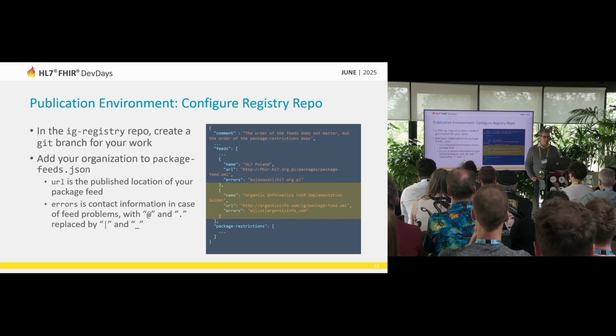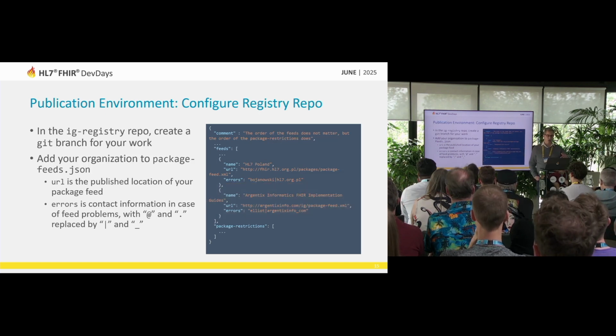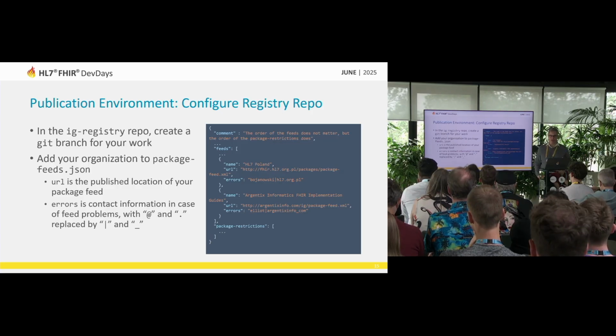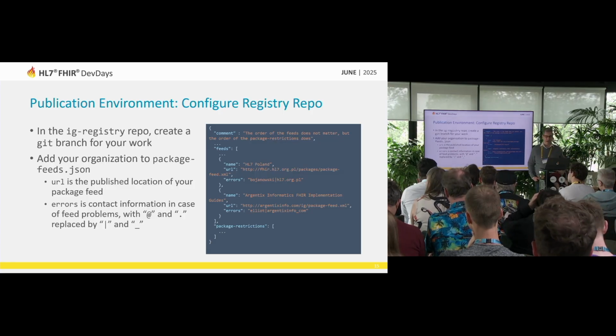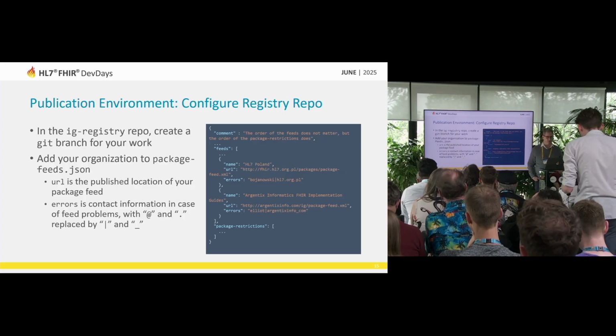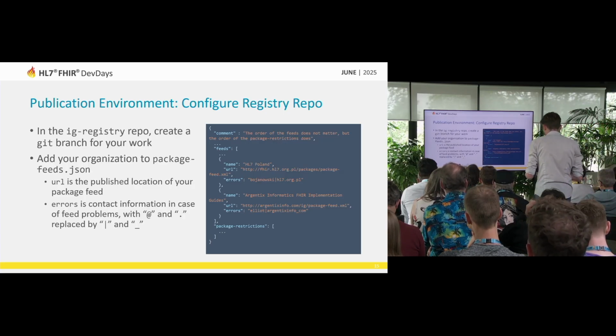In the existing package-feeds.json file, you'd scroll down to the end of that feeds list and add an entry for your organization. Enter in the name of your feed, its URL, and a contact email. In the email, you need to replace @ and period with pipe and underscore, and then save that file.